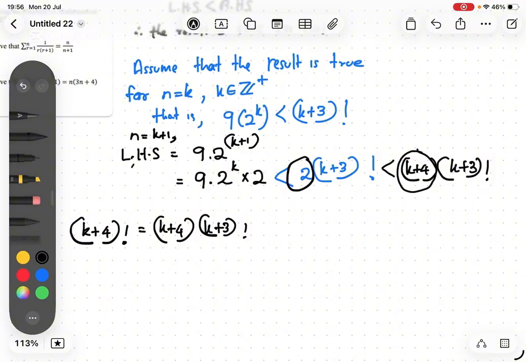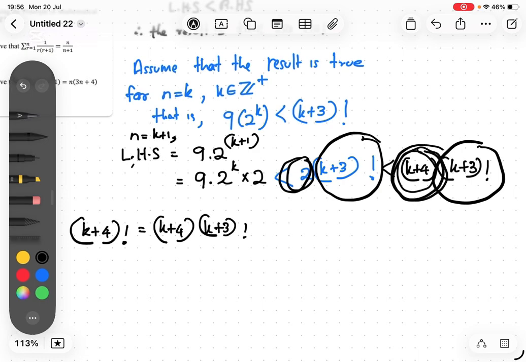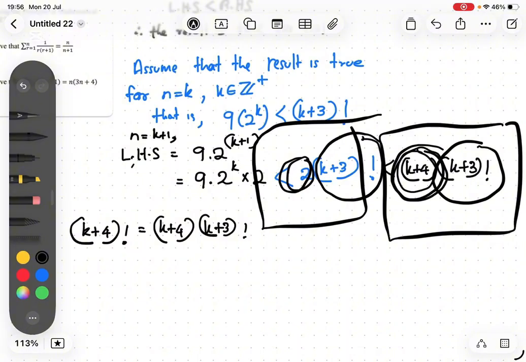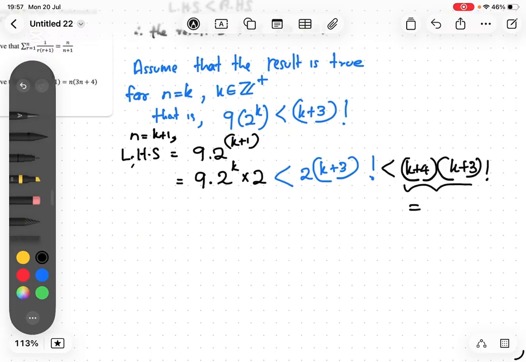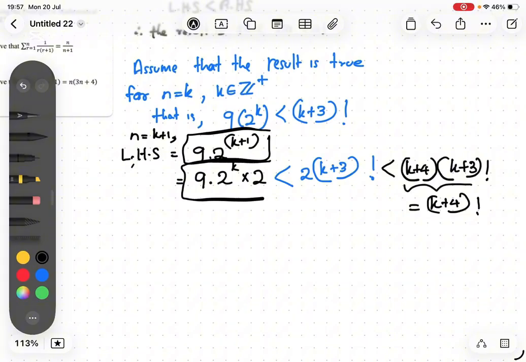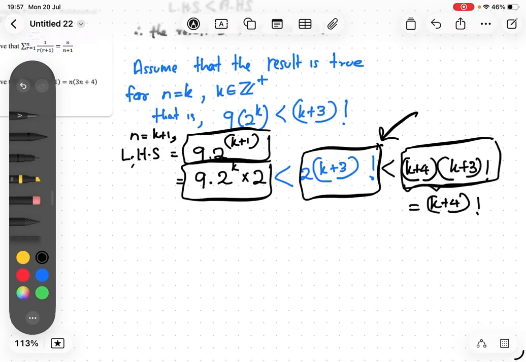Can you understand? When we multiply k plus 3 factorial by 2, and when we multiply k plus 3 factorial by some integer greater than 2, this value will be definitely greater than the first. Is it clear? So we can write it like this. Finally, this part is equal to what? K plus 4 factorial. So can you see what we have proved: this thing is equal to this, and that part is less than this.